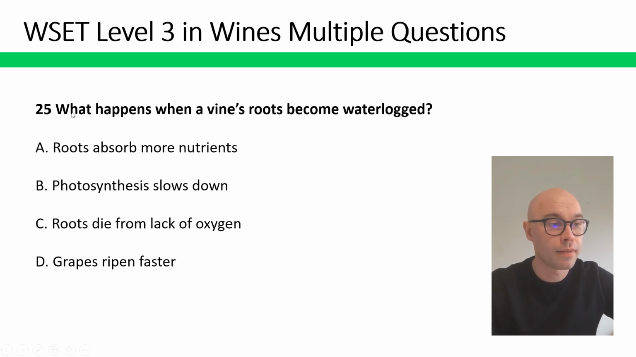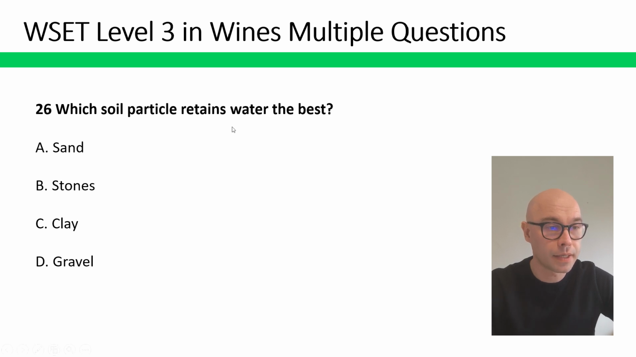What happens when a vine's roots become waterlogged? Roots absorb more nutrients, photosynthesis slows down, roots die from lack of oxygen, grapes ripen faster. The correct answer is C, roots die from lack of oxygen because there's too much water around them. Which soil particles retain water the best? Sand, stone, clay, gravel. The correct answer is C, clay, which is a cool soil.